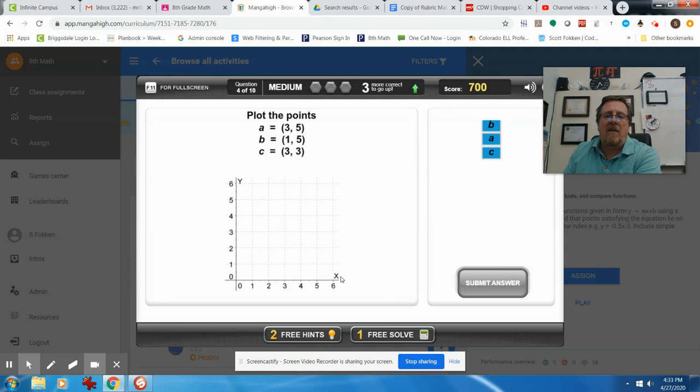Let's plot these points. Point A lives at 3, 5. Now, the first number, 3, tells us how far in the x direction to go. That's left or right. The second number, 5, tells us how far in the y direction to go. So if A lives at 3, 5, then we're going to take A, go over to 3 and up to 5. There's our A. If B lives at 1, 5, uno, cinco, that's 1, 5. And then C lives at 3, 3. So over to 3 and up by 3. There we go.